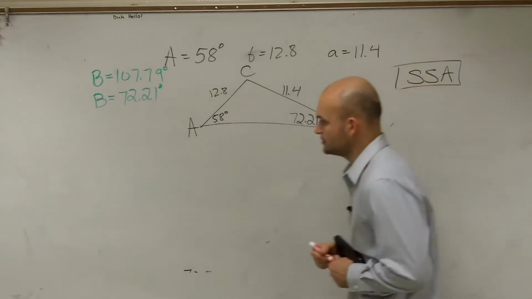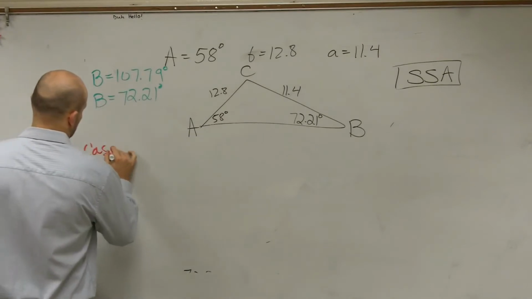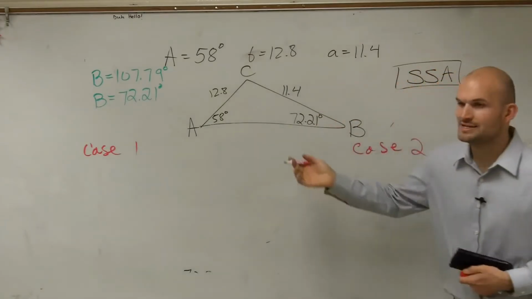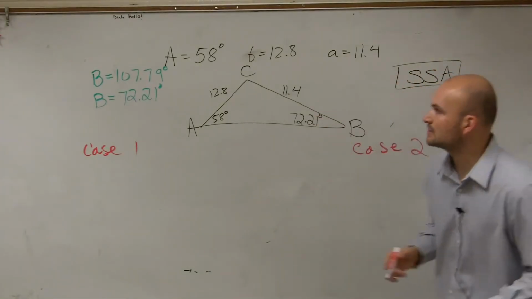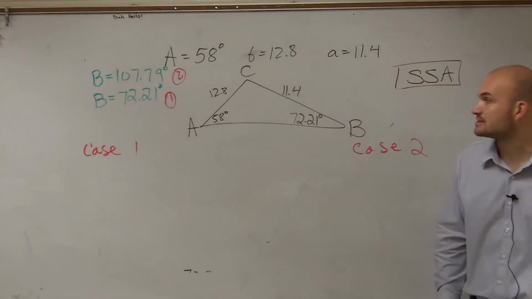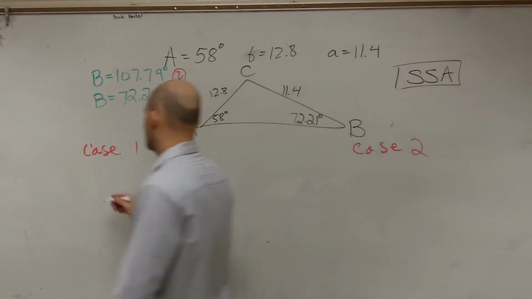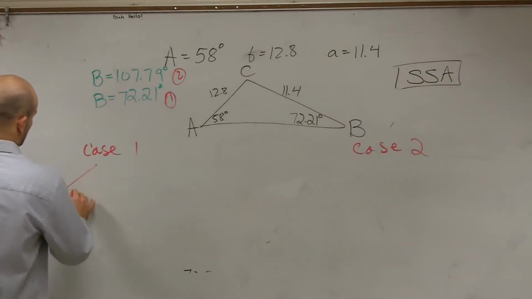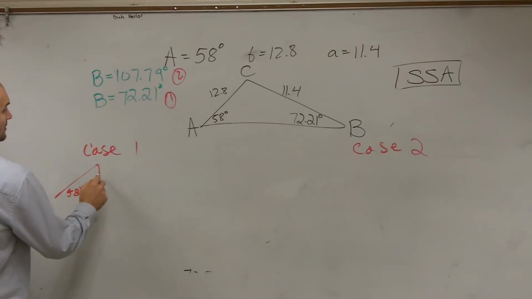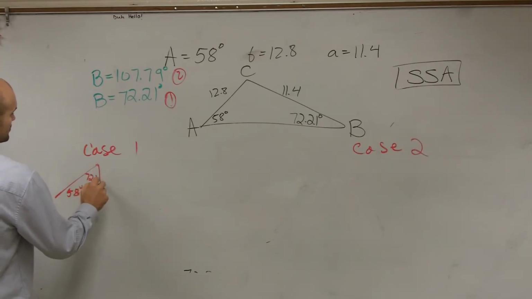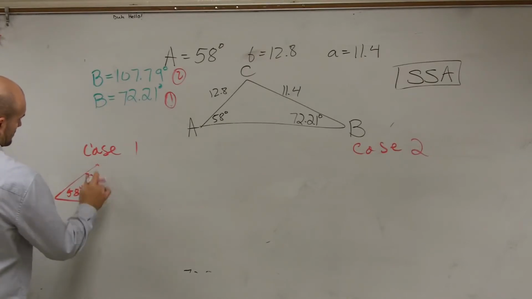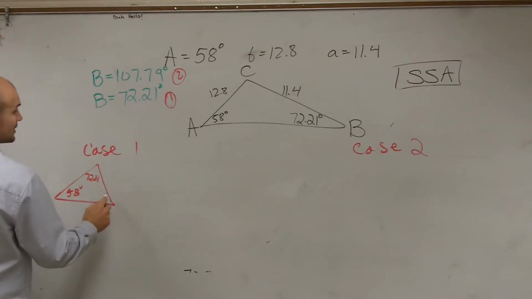Okay, so what we do is we write case 1, case 2. So let's do this as case 1, and this will be case 2. So case 1 says this is 72.21 degrees. That's an acute angle, right? So we could say that's going to look something like this. 58 degrees. So this would be 72.21.